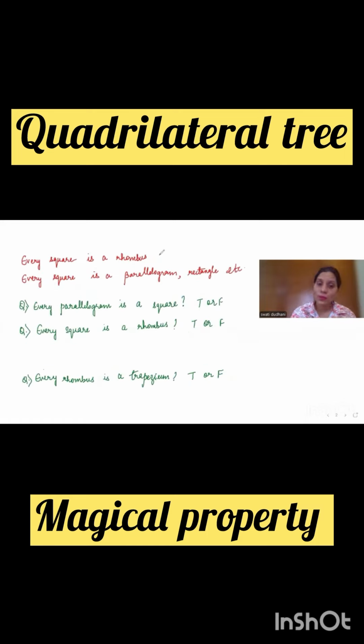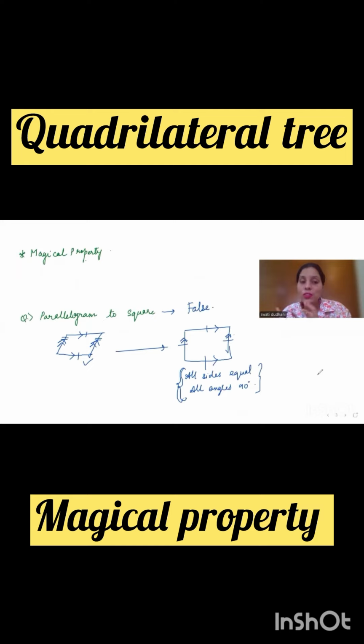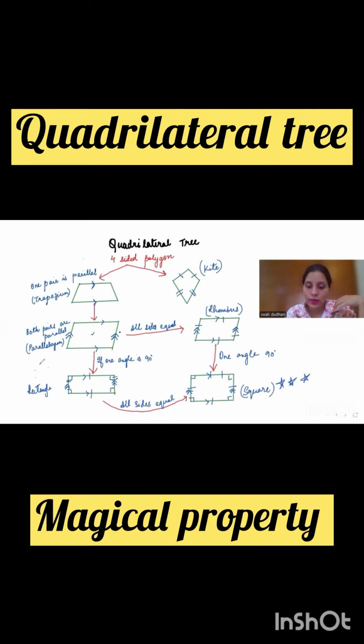Every square is a rhombus. This is true. Every square is a parallelogram, a rectangle, because it is a special quadrilateral. I will share a very magical, interesting property by which you will feel it is easy if I come from top to bottom. A special property is adding, right? So when I'm coming from top to bottom, every time the bottom one has a special property, isn't it? So then always it is false.